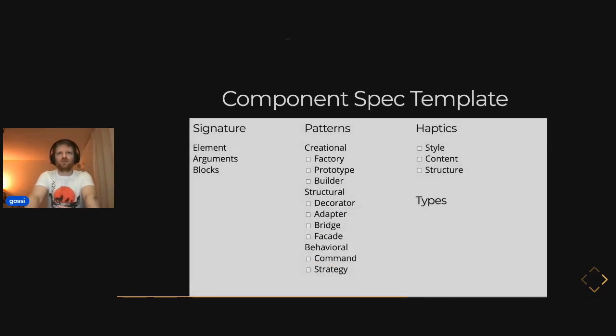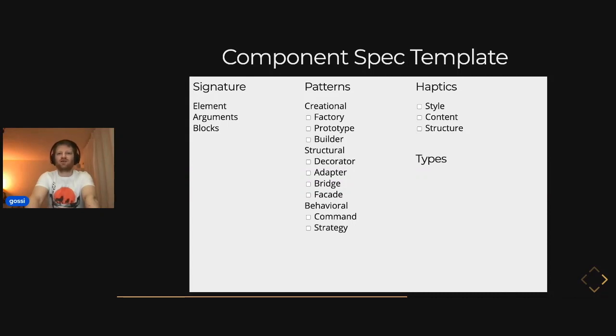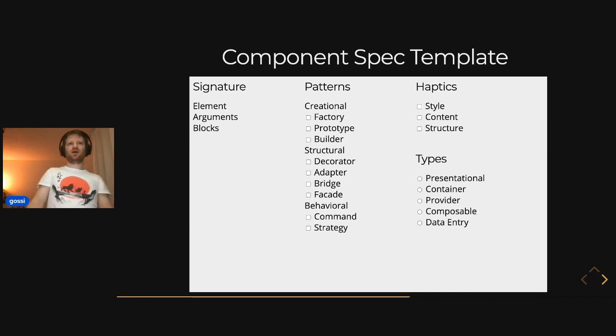All right, so for adding them to our component specification template, you see I've already made the types in there, and we can add them. This allows us to describe a component further with those types.